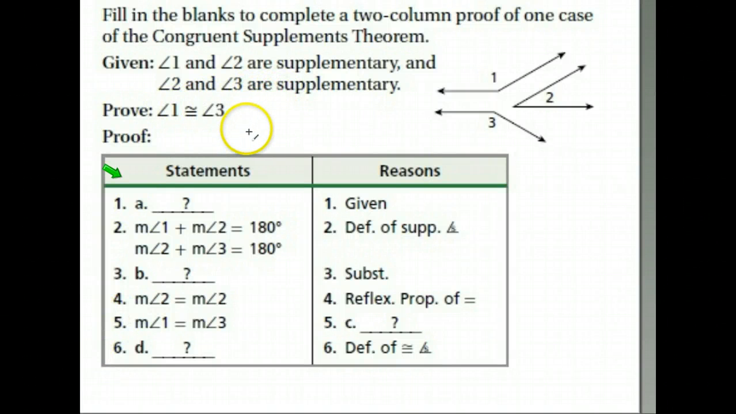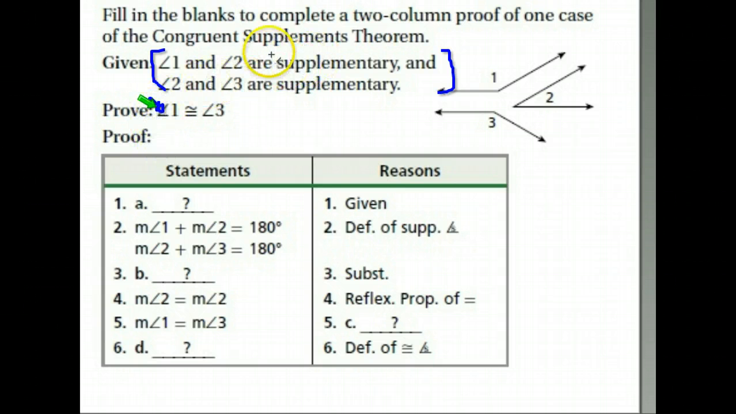All right, here's another one. We want to fill in the blank, and we're going to do the proof of the congruent supplements theorem. And again, what I'm doing here is just giving you examples of proofs to help you see kind of how proofs flow and how we come up with a result. Here we are given that 1 and 2 are supplementary, 2 and 3 are supplementary. We want to prove 1 and 3 are congruent.